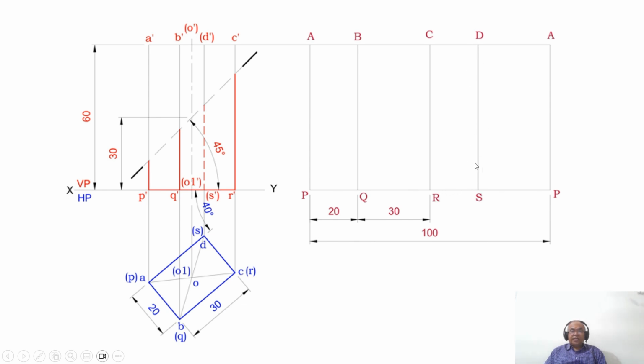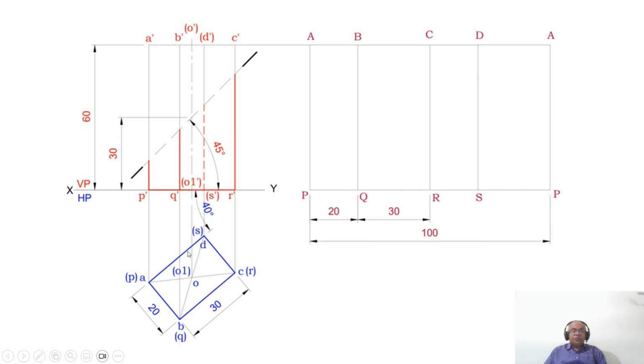Then join D and S with a line. Once you do that, now I need to open DA. So what is the DA? DA is 30 because D dash A dash is parallel, so you are getting the true length in DA. So that will be 30. That will also be 30.